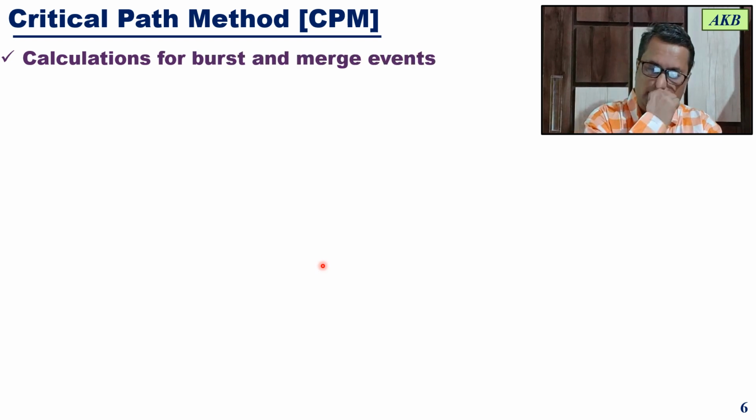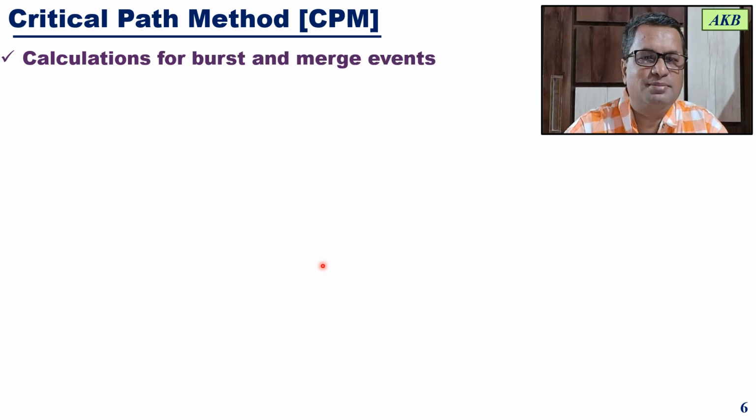Now let us understand, the previous one was a simple example. Now let us understand if there are burst events or merge events in the network diagram, then how to do calculations for them. Burst event is an event from which two or more than two activities emerge. And merge event is that event where two or more activities end. So if you have this type of events in a network diagram, how to do calculations for this, let us understand.